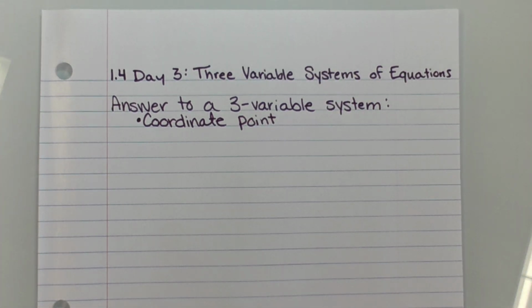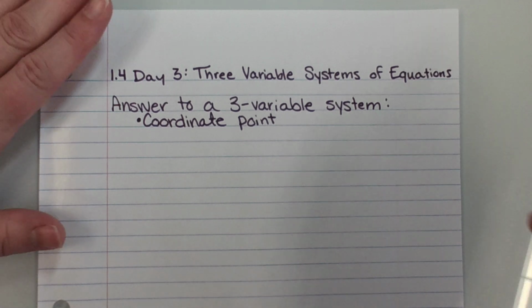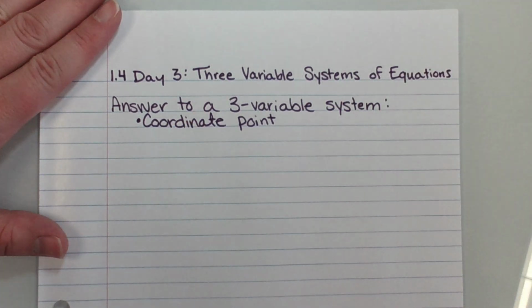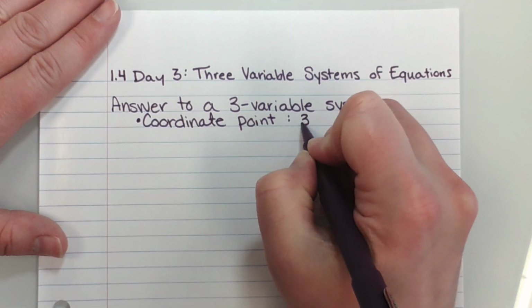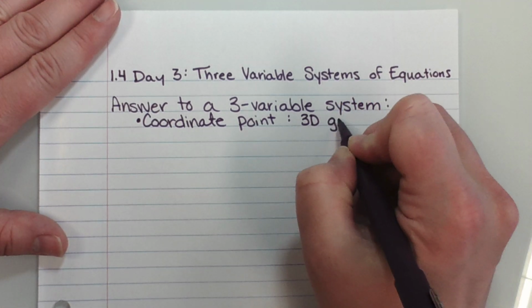When you're solving a 3-variable system of equations, you are no longer working in the 2-dimensional plane because there's not just 2 things varying. It's not just going up and down, left and right when you look at the graph. Now there's depth to it. You're looking at a 3-dimensional graph. So when you talk about a coordinate point, it's for a 3D graph.